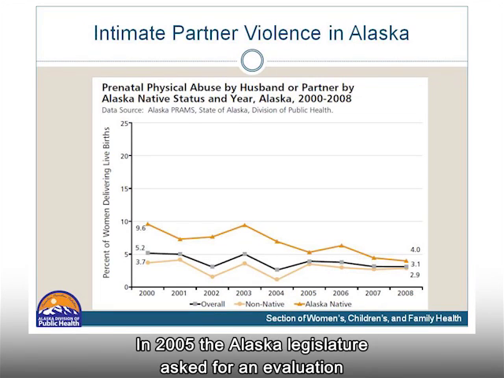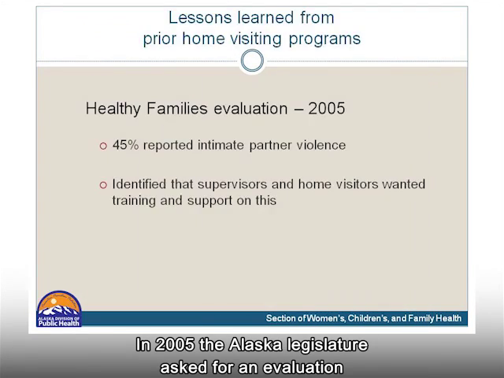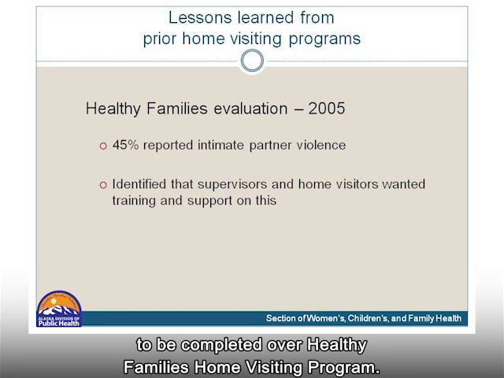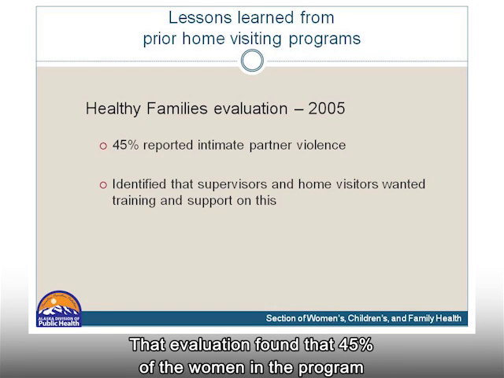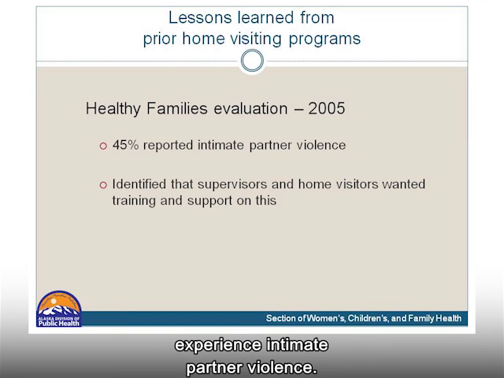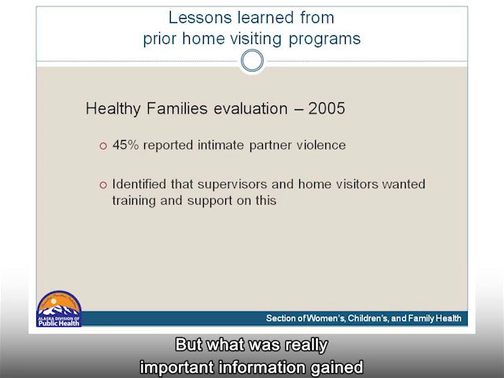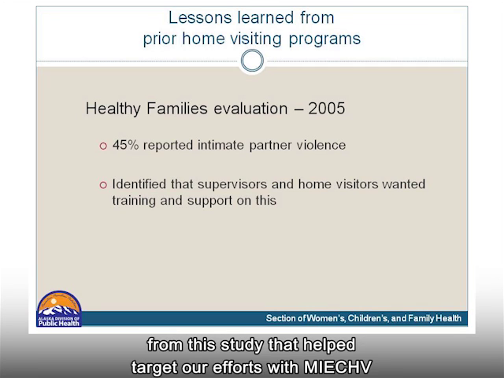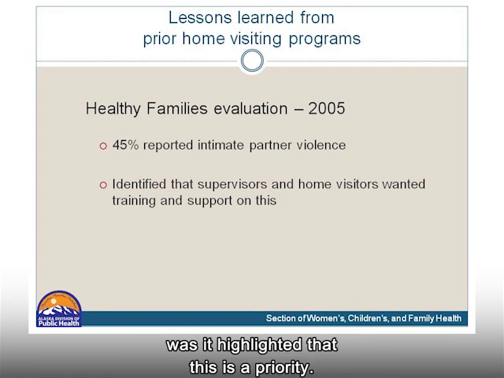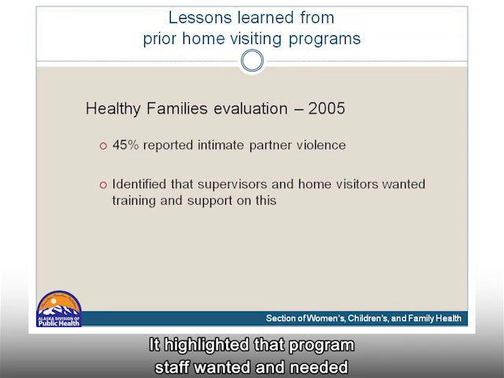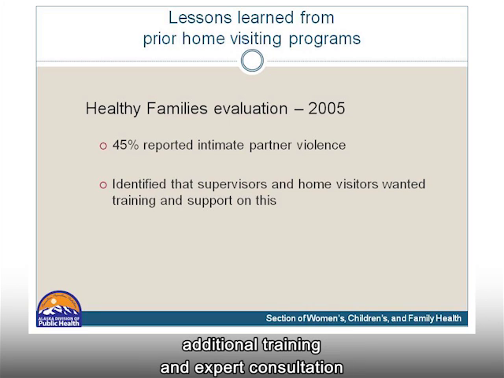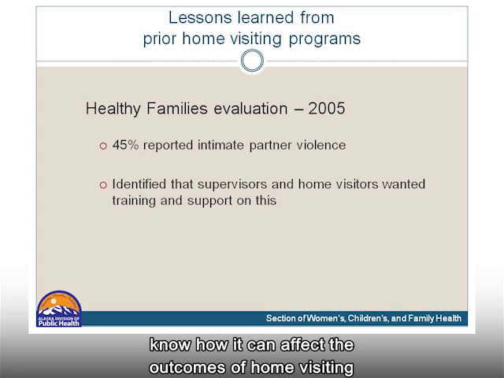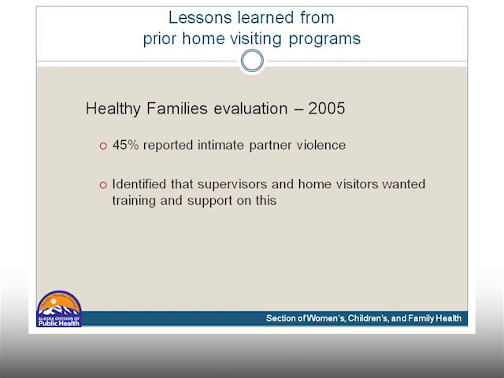In 2005, the Alaska legislature asked for an evaluation to be completed of our Healthy Families home visiting program. That evaluation found that 45% of the women in the program experienced intimate partner violence. But what was really important information gained from this study that helped target our efforts with MCV was it highlighted that this is a priority. It highlighted that program staff wanted and needed additional training and expert consultation on intimate partner violence, as we know how it can affect the outcomes of home visiting programs.